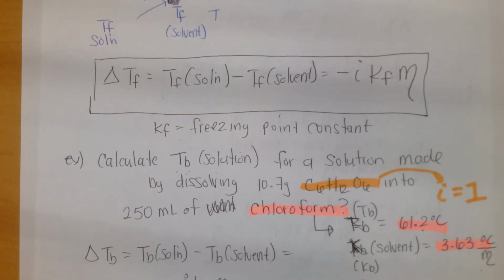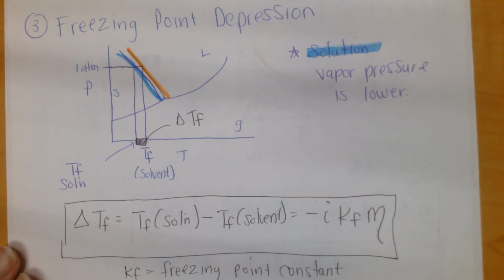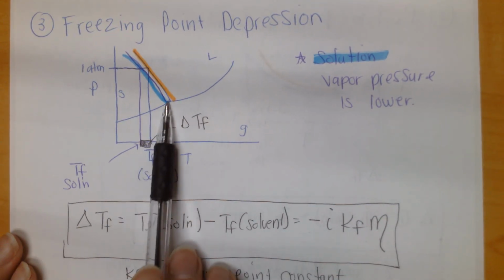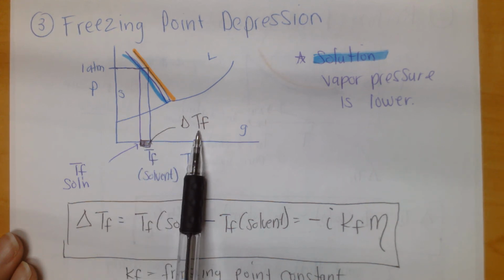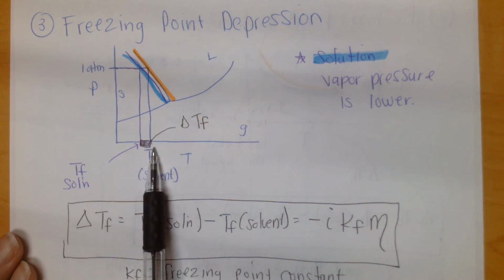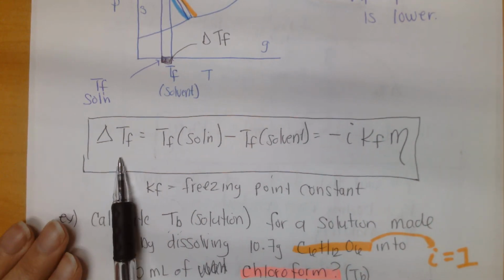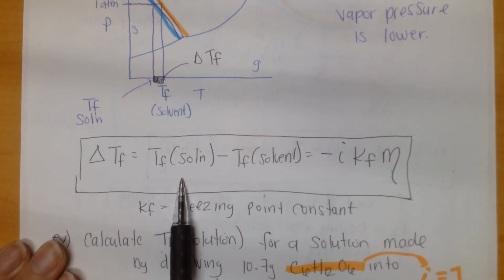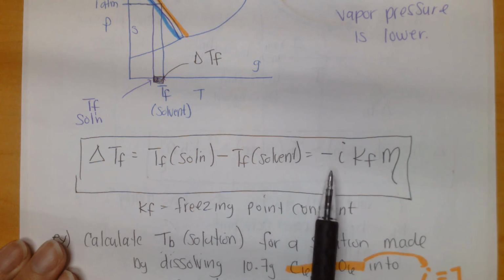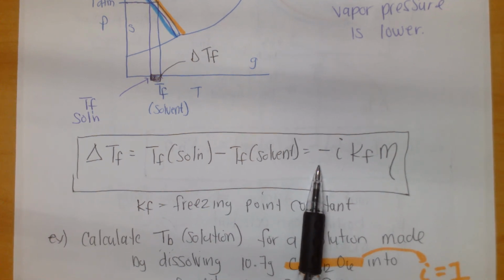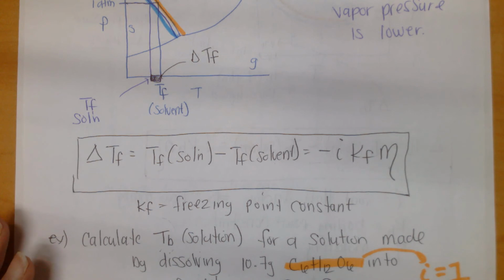So what about the opposite? Again, freezing point. We saw this where we have delta TF, which is our freezing point depression. So delta TF equals TF solution minus TF solvent, which equals negative, since we're depressing it, negative i Kf m.